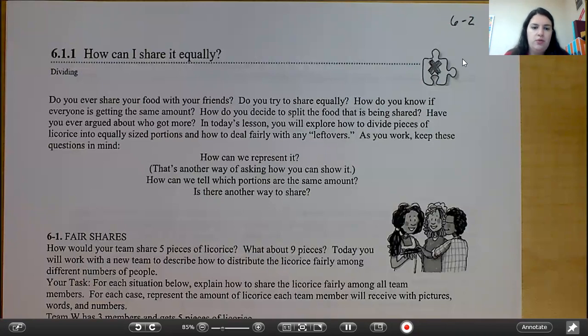Do you ever share your food with your friends? Do you try to share it equally? How do you know if everyone is getting the same amount? How do you decide to split the food that is being shared? Have you ever argued about who got more?